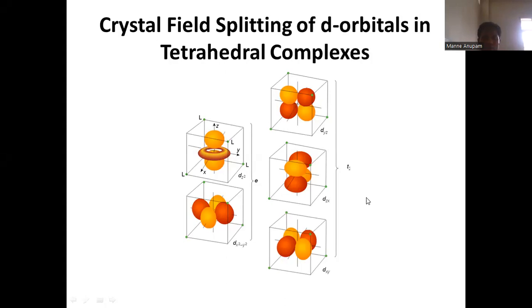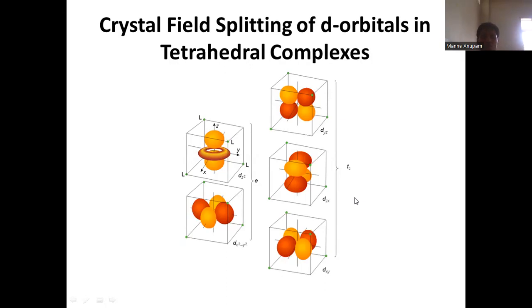So good afternoon, students. We have learned the basics of molecular orbital theory, which is nothing but we have learned about atomic orbitals and molecular orbitals. Then we have learned how atomic orbitals combine to give rise to molecular orbitals. After that we have learned about crystal field theory.